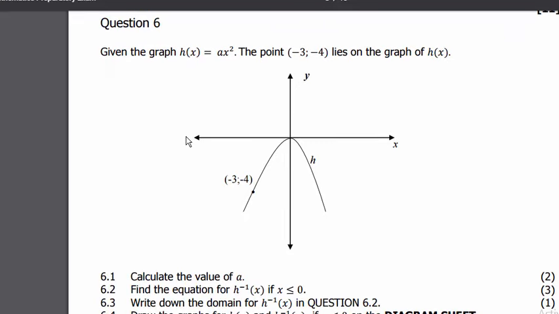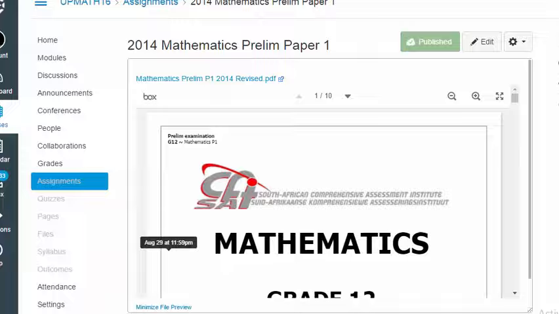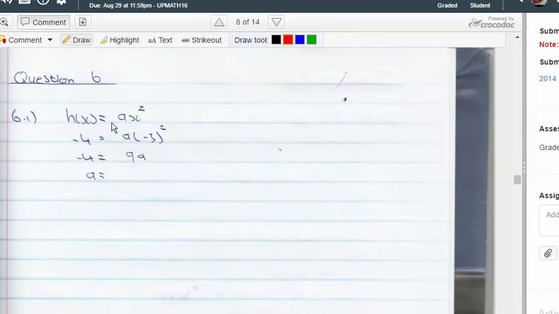Okay, another question. Given here is the graph of ax squared. The point -3 lies on the graph. Find the value of a. It's literally just a substitution. Again, I've got one parameter left to solve, substitute, and so the answer is literally -4/9.